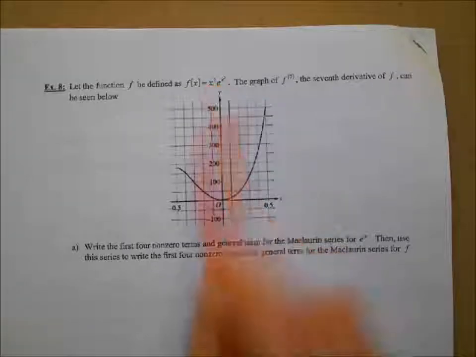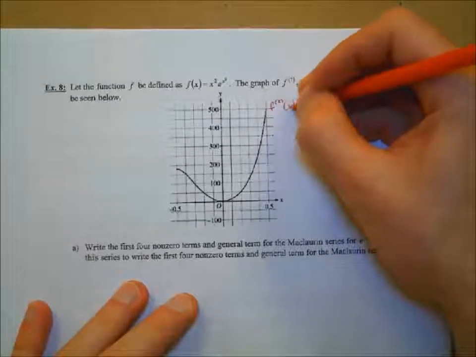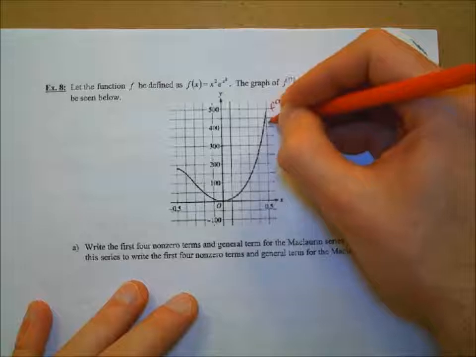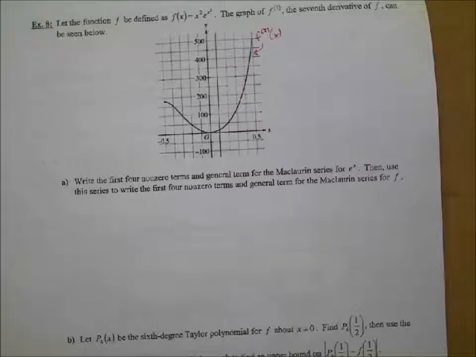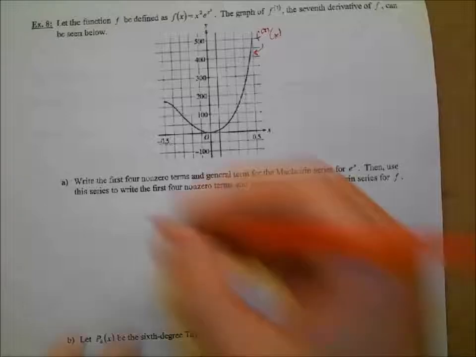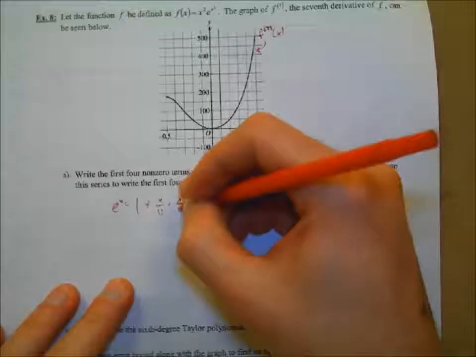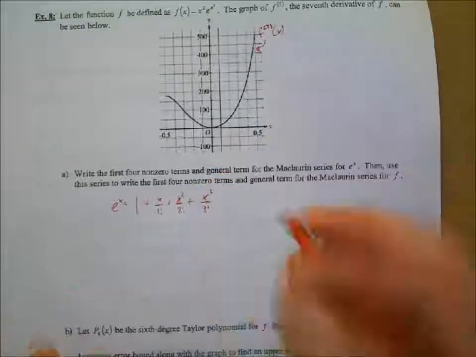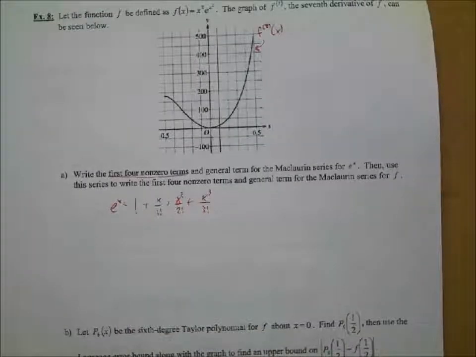So this is not the graph of f. This is the 7th derivative of f of x. Okay, so that's what this is right here. All right, letter A asks us to write the first 4 non-zero terms and general term for the Maclaurin series for e to the x. Then we're going to use this series to write the first 4 non-zero terms and general term for the Maclaurin series for f. All right, so we all know what e to the x is, right? 1 plus x over 1 factorial plus x squared over 2 factorial plus x to the third over 3 factorial. And we want the first 4 non-zero terms. So 1, 2, 3, 4, I'm done. Okay?